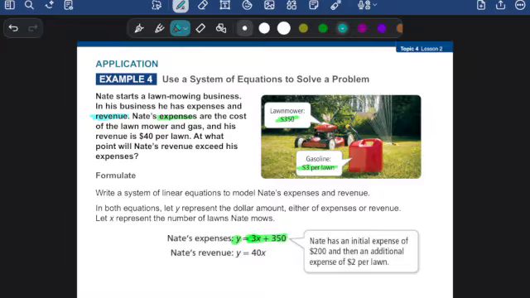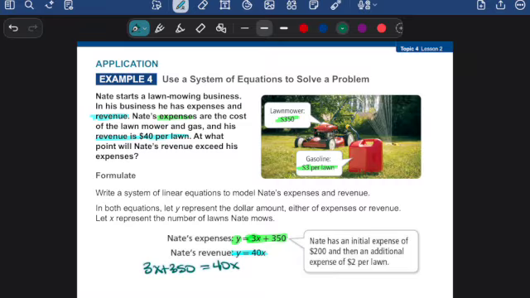For the revenue equation, y again is the amount of money, and we have that right here. He makes $40 per lawn. So here's our two equations. So again, the break-even point is where they're both equal to each other. If they're both equal to y, then they're equal to each other. So we're going to set them equal to each other. 3x plus 350 equals 40x, and then solve.